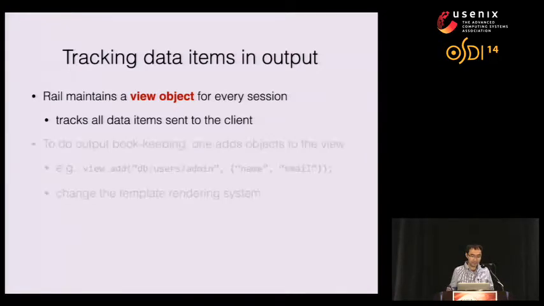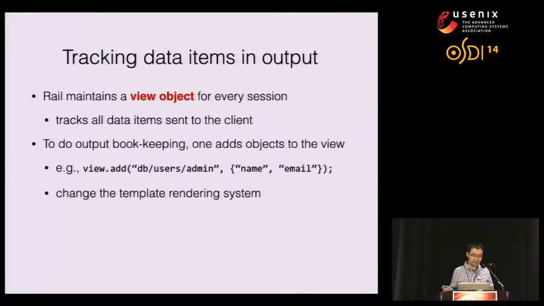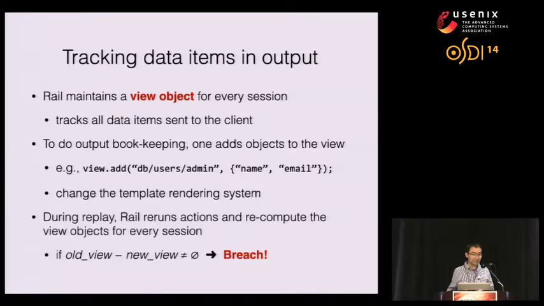the client. To check a data item sent to the client, the developer simply adds an object to the current session's view object, as the code shown here. In practice, this can be done by changing the template rendering system in most modern web frameworks. During replay, Rail will rerun relevant actions and recompute the view object for every session. If it turns out that there is a difference between the old view object and the new view object, Rail will report a breach.